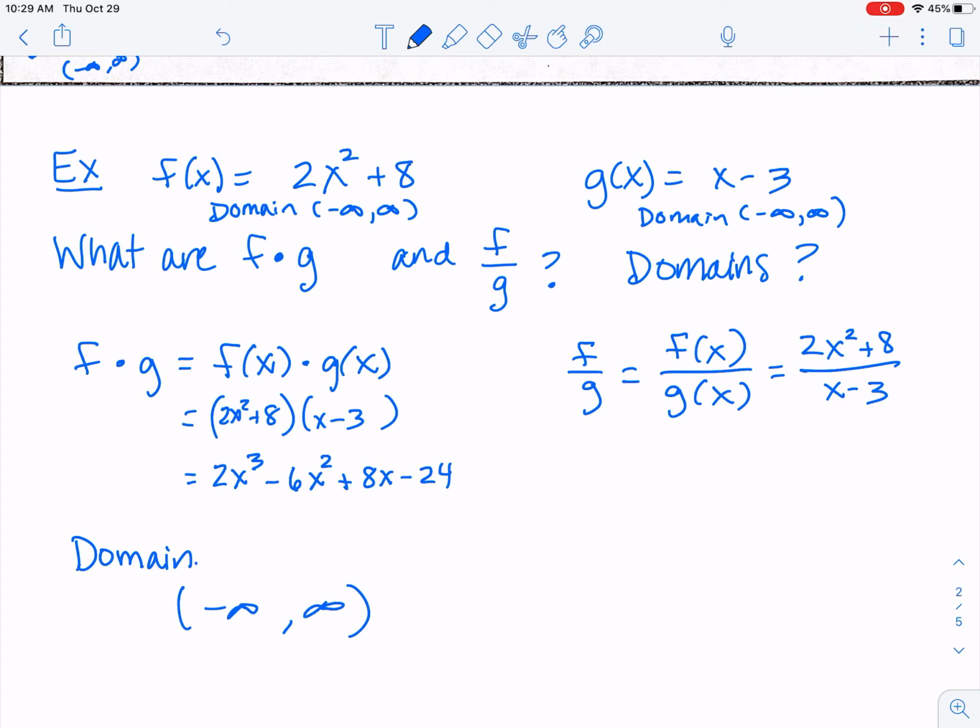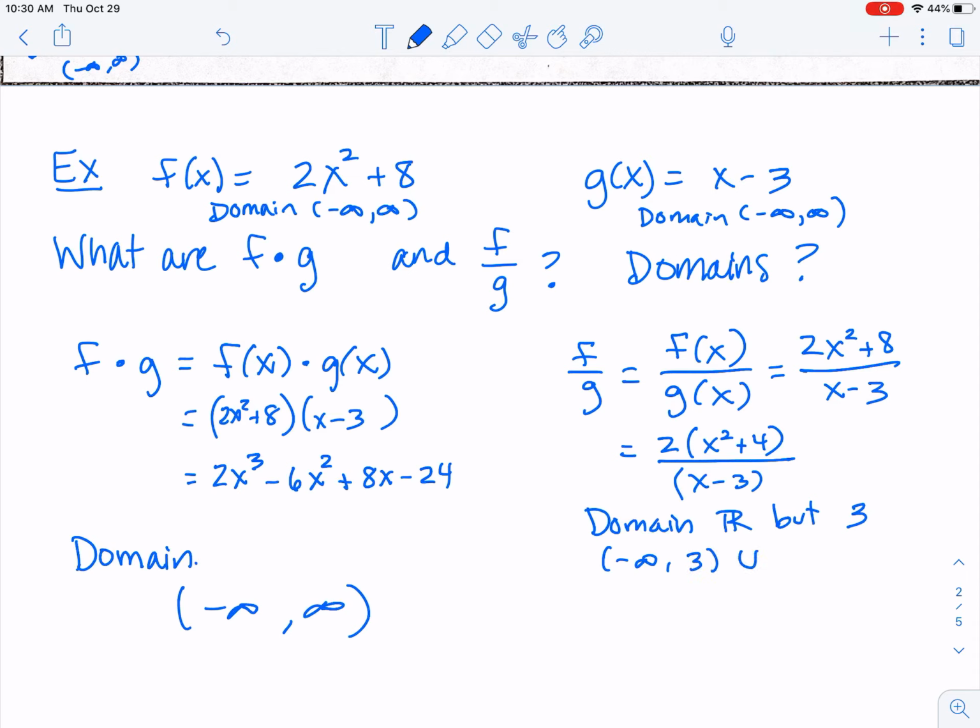So here's what I see. The numerator can factor. That would be 2 times x squared plus 4, over x minus 3. All right, so there's my f divided by g. Notice that the sum of squares does not factor. And the domain of this is going to be all real numbers, but not what makes the denominator 0. What makes the denominator 0? 3. So everything but 3. Negative infinity to 3, union 3 to infinity.